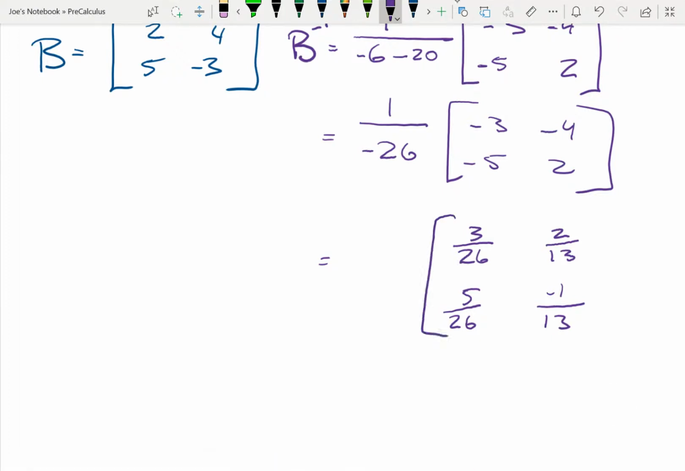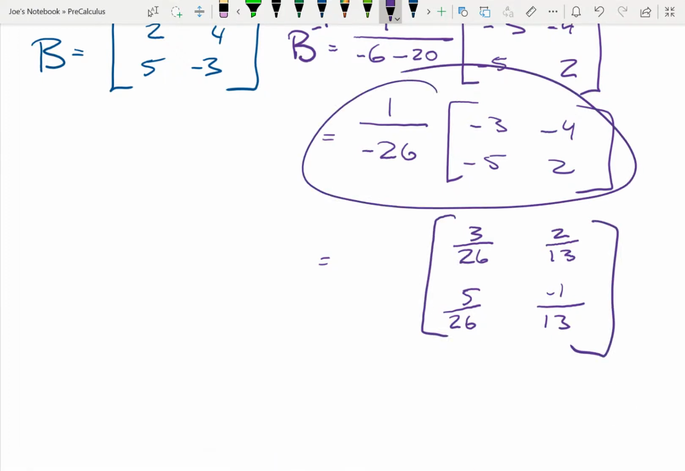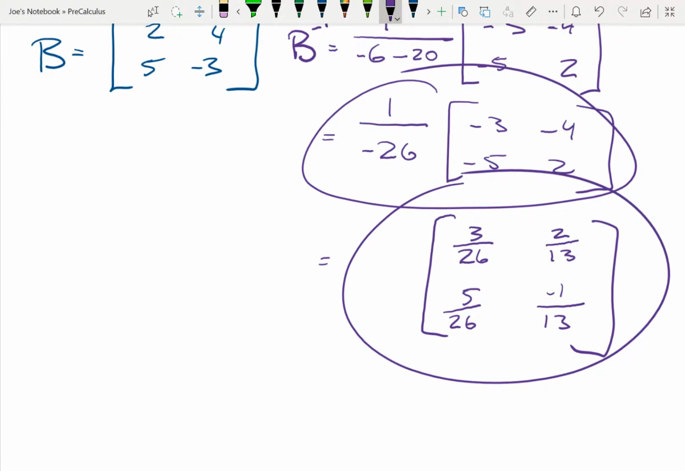Right, some people might say that, or you're going to see it. So just be aware that they may have distributed it in, and some people leave it out. Like with a -1/26, people might leave it out. So just beware, right? No big deal though.